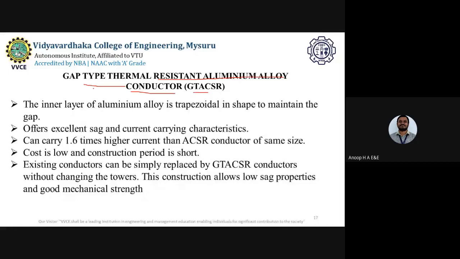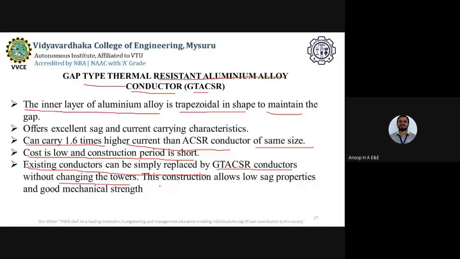This inner layer of the aluminum alloy is trapezoidal in shape to maintain the gap, and offers excellent sag and current carrying characteristics. It can carry 1.6 times the higher value of current than the ACSR conductor of the same size. Next, the cost is low and the construction period is short. The existing conductors can simply be replaced by GTACSR conductors without changing the towers. This construction allows low sag properties and good mechanical strength.